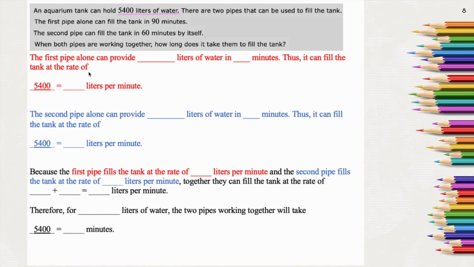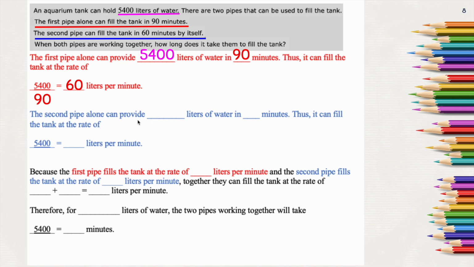So we need to look at each one. The first pipe alone can provide the 5,400 liters of water in 90 minutes. Thus, it can fill the tank at a rate of 5,400 divided by 90. We just want to know how many liters per minute it is, so we just divide. It can do 60 liters every minute. That's pretty quick.